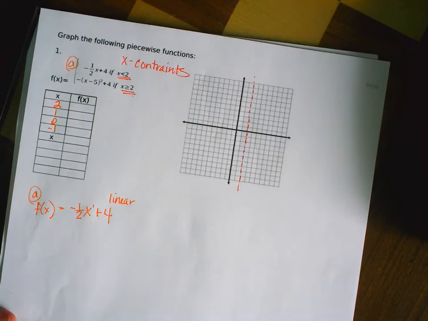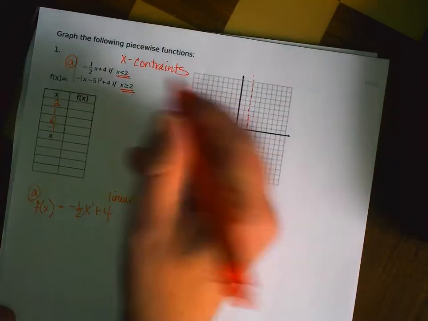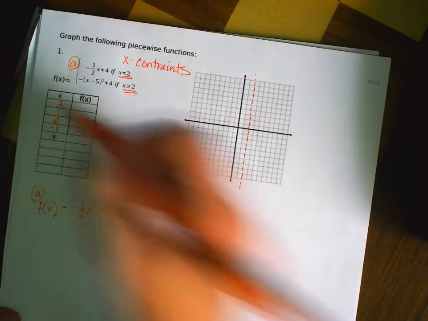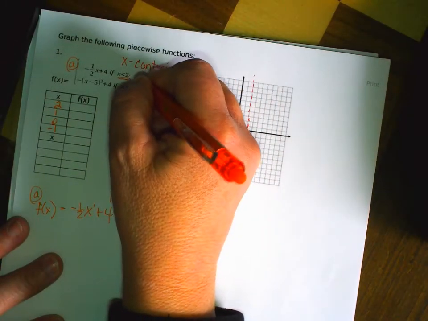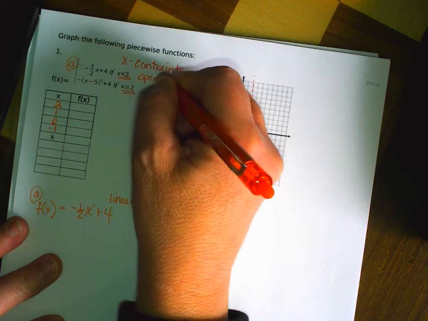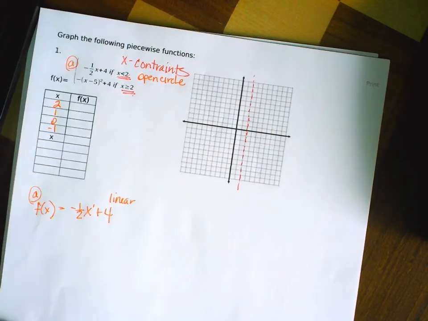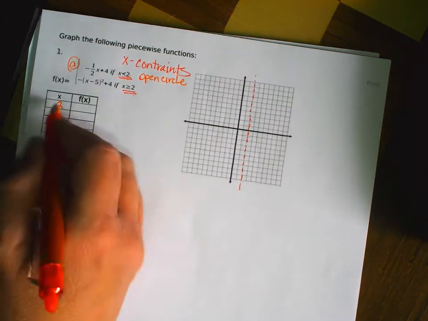So this first value, whether it's an equal sign or not, should always be the first value that you have in your table. But I do know that when I graph it, the 2 is going to be an open circle, and that'll be on the wall. So I'm going to come down here and plug these in.